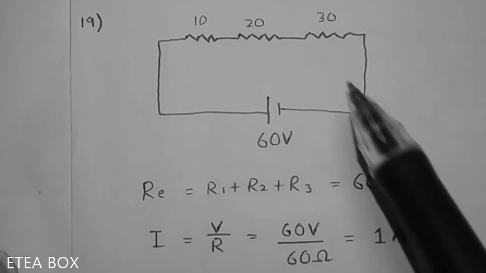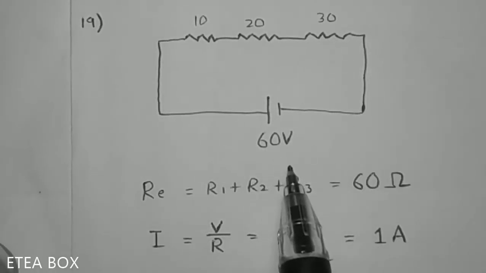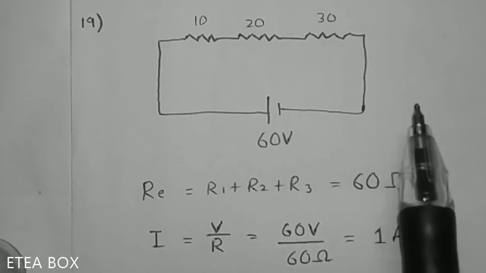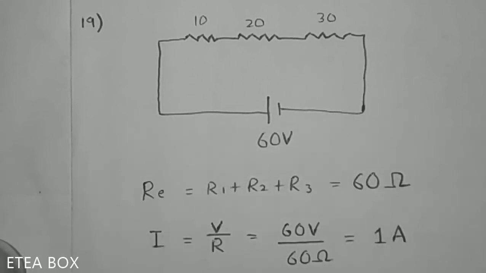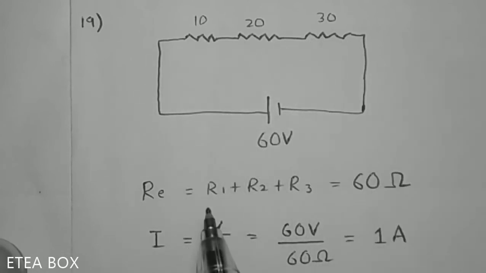We have to find the current in this one. A 60 volt potential difference is given. First of all, you have to find the equivalent resistance. The equivalent resistance is R1 plus R2 plus R3. Look, these 3 resistances are different, that's why we are using this formula.